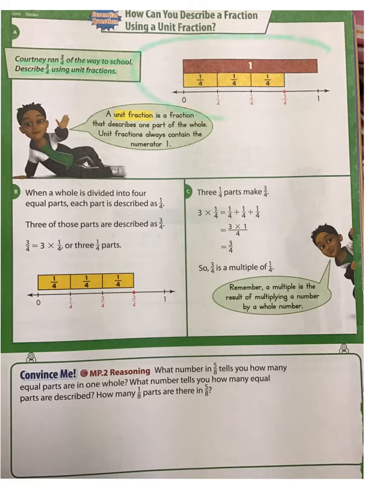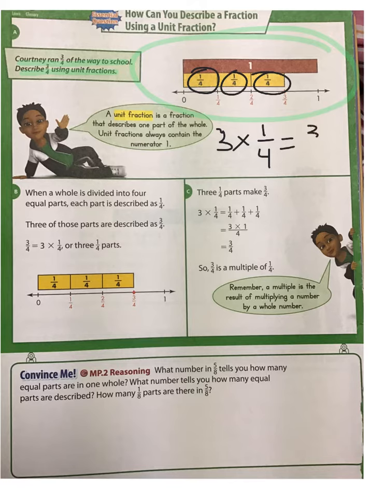So if we look over here where I just circled, we have one whole, which is in the red rectangle, and then in the yellow rectangles, we have 1/4 plus 1/4 plus 1/4. So therefore, if we multiply 3 times 1/4, because there's 3 of them, there's 1, 2, 3, we're going to end up with 3/4.